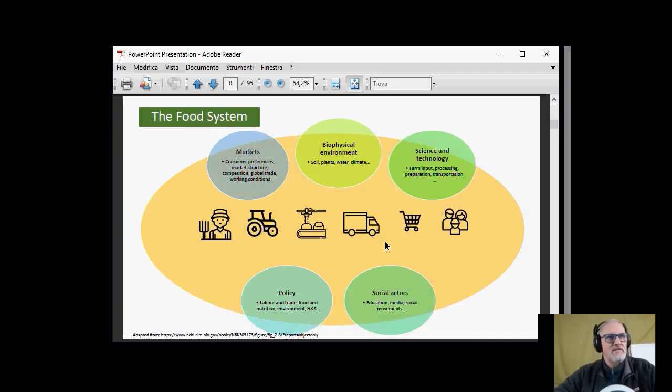So we can think about the food system itself as being made up of a number of different pieces, okay? Each piece, as you can possibly imagine, is a subsystem in its own right. But of course, these things are connected. So if we think about the main pieces, we'll start with the biophysical environment, because farmers grow things, or they either cultivate crops or they raise animals, but there is someone somewhere who is growing stuff.